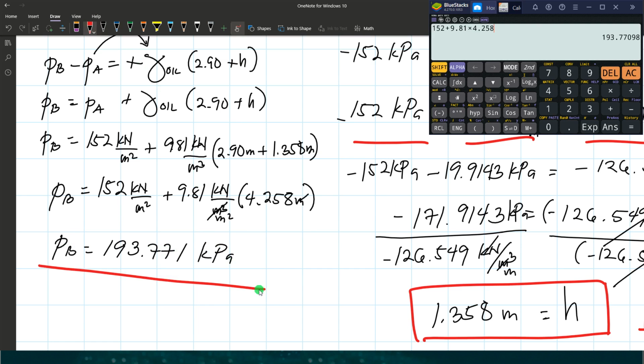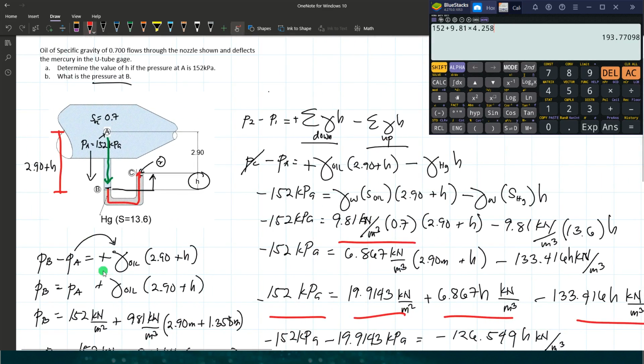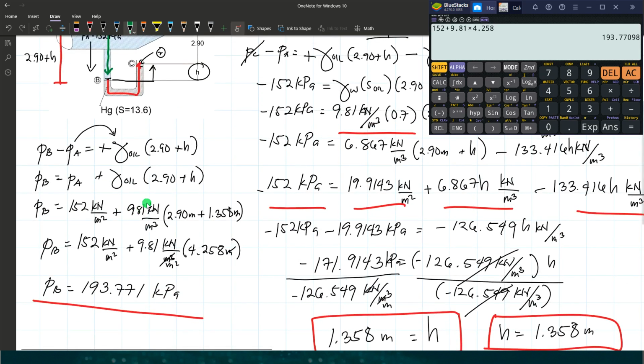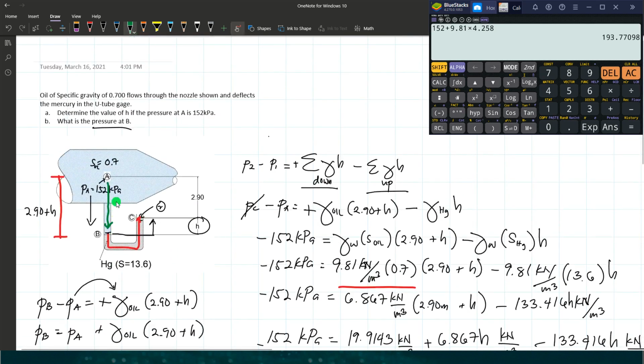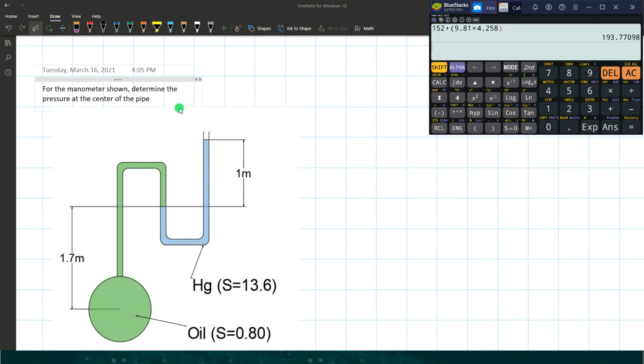Okay, that's the answer. So again, the sign that we use for the product of unit weight and height for oil is positive because from point A to point B, that is downward direction, so that's positive. That's the answer for this problem. Next, for the manometer shown, determine the pressure at the center of the pipe.